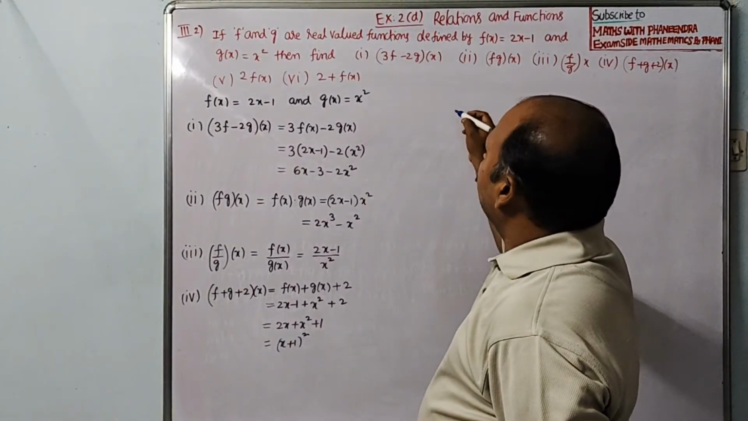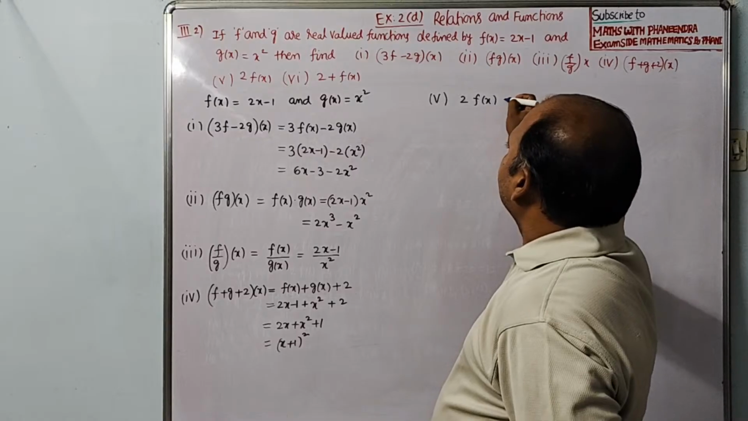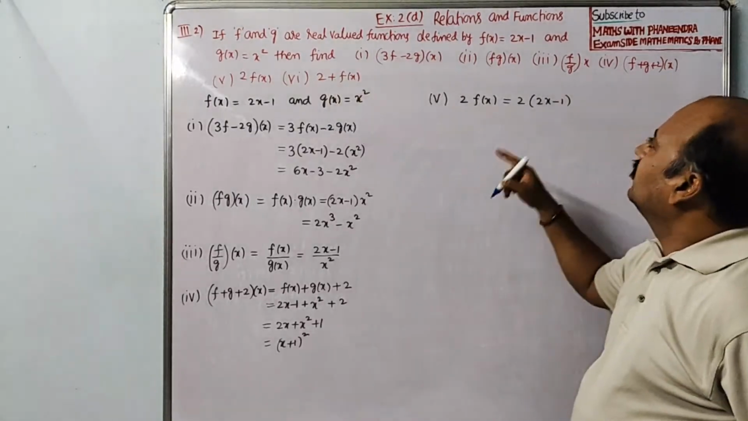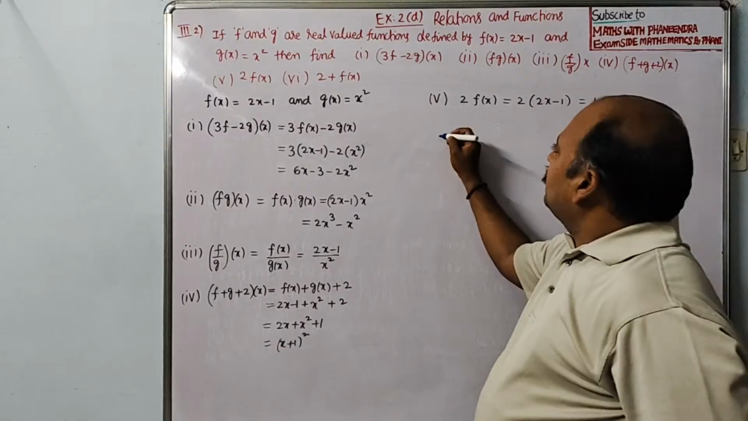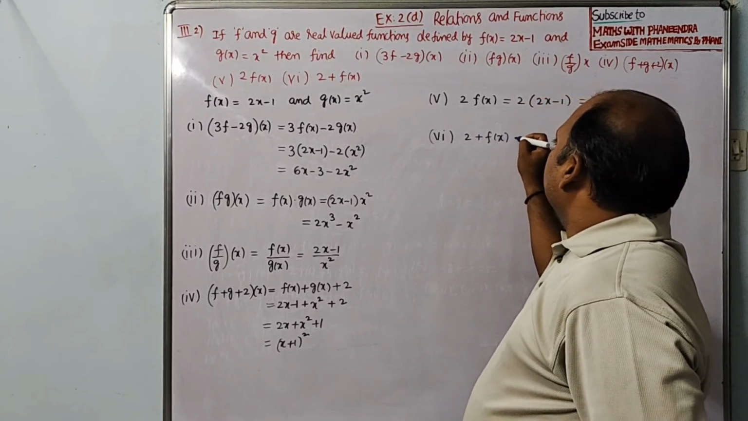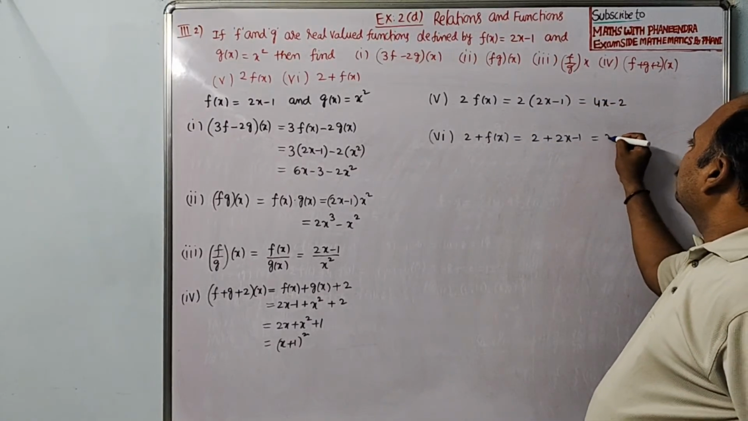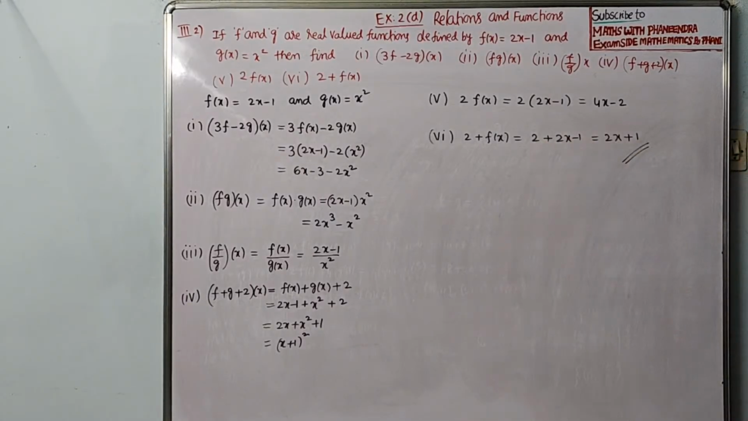Next, the fifth question. 2 times of f of x. So 2 times of f of x means what? 2x minus 1 is given. 2 times 2x minus 1, so 4x minus 2. Later, sixth one, 2 plus f of x. So which is equal to 2 plus f of x value 2x minus 1. So 2x, 2 minus 1 is plus 1. So this is the way we can conclude the answers, dear students.